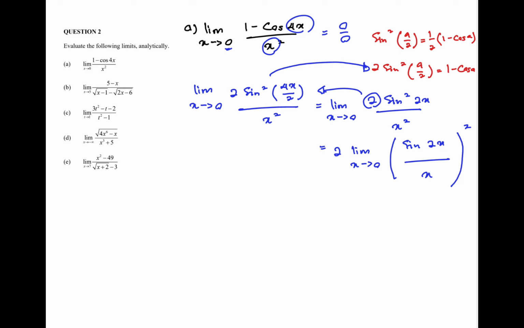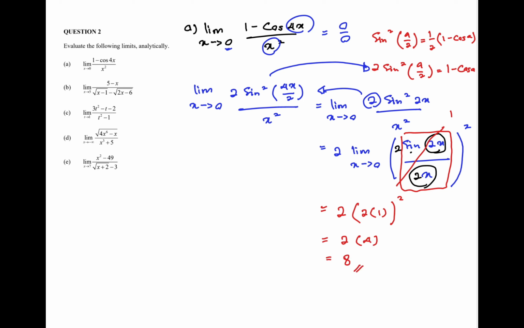So we know that by using the trigonometry identity, this one we can divide by and times by 2, because we want to modify the angle to be equal to the denominator. Since the denominator is times by 2, here also should be times by 2. So we can see that this one is equal to 1. So we can get 2 times 1 to the power of 2. So we can get 2 times 4 equal to 8. So that is the answer for question A.